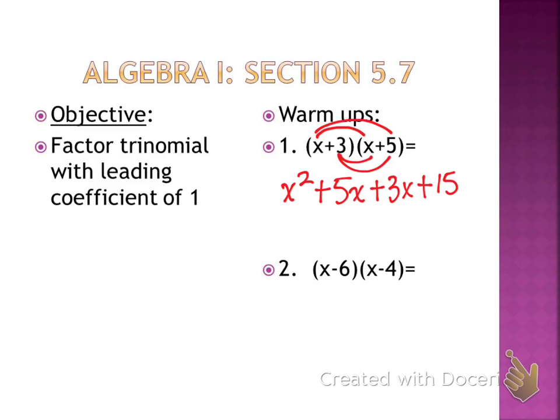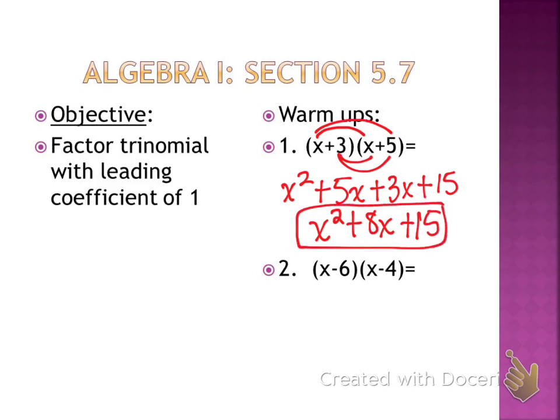All right, we still have one more step to get to our answer. We have to combine like terms. What gets combined? 5x and the 3x makes 8x. Oop, 15. So that is my answer.